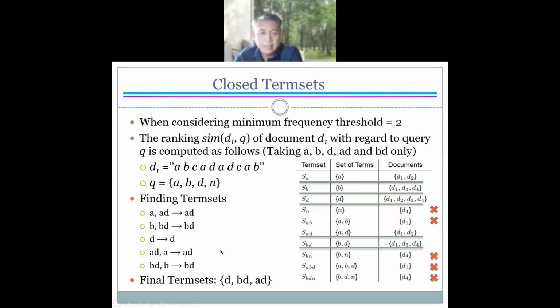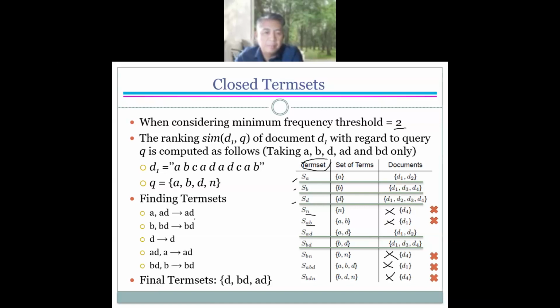Okay. So since we are using only threshold equal to 2, we only take those term sets that have more than one document. So this one we will ignore because this term set only exists in one document only. So we ignore this, we ignore that. Then we have these 3 only. Okay. So based on these 3, we find the closed term set again.